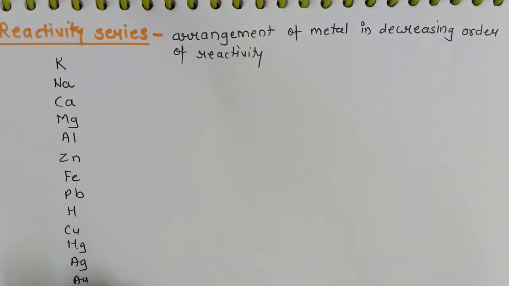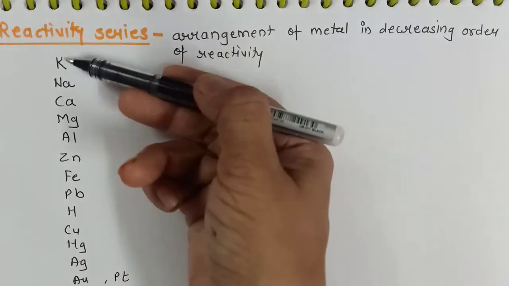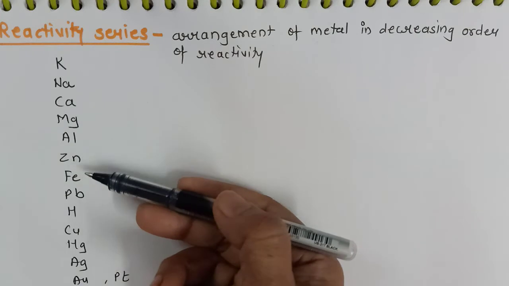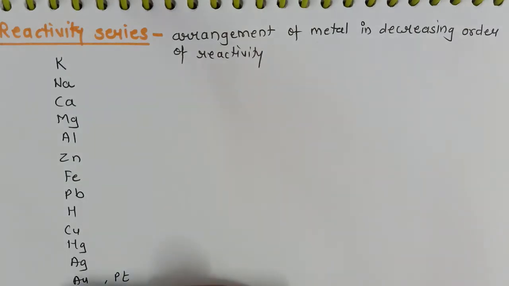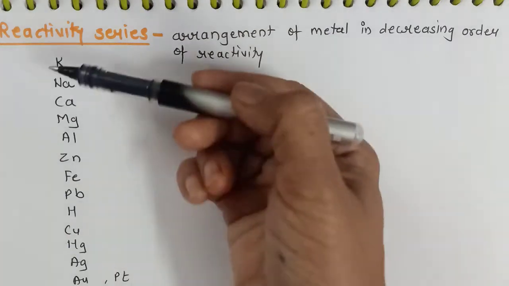Platinum is not visible, so I will write it here. So this is the complete reactivity series. The metals placed above in the reactivity series are highly reactive, and these below are less reactive metals. Now the question is how to remember this reactivity series. I will tell you a very simple trick. Listen to me very carefully now.